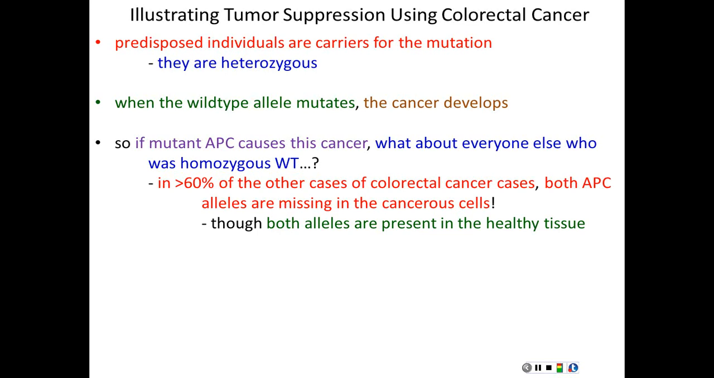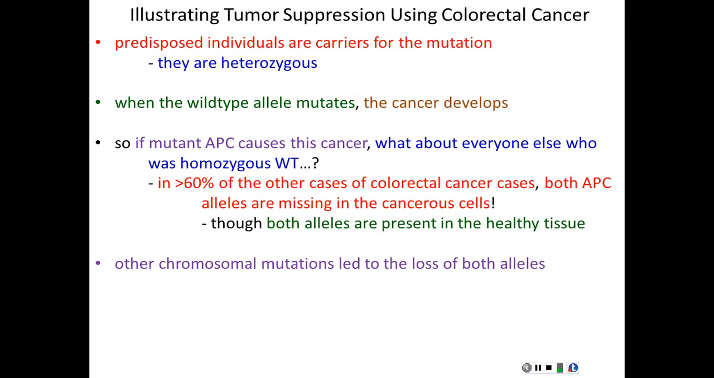Both alleles are present and functional in the healthy tissue. The APC alleles are missing in the colorectal cancer tissue. Other chromosomal mutations led to the loss of those alleles. You say, well, how do you lose two alleles, especially when you were born with two healthy ones? Other mutations cause those. These genetic instability mutations.